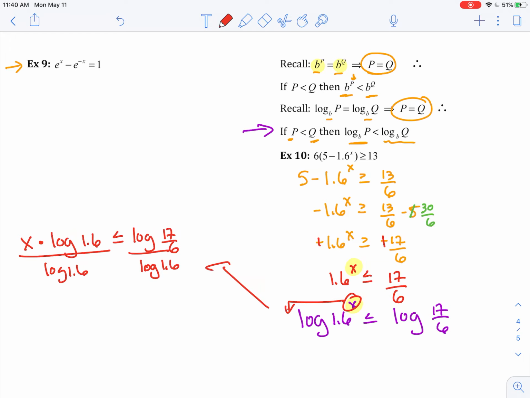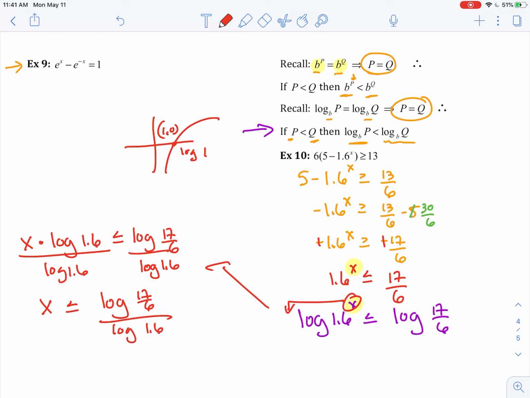And keep in mind, the one rule with inequalities is if you multiply or divide both sides by a negative number, you need to switch the inequality. Well, the log of 1.6, keep in mind with your log graph, the log of 1 is 0. Remember, this is the point (1, 0). So the log of anything larger than 1 is going to be a positive number. The log of anything between 0 and 1 is going to be a negative number. So the log of 1.6, we are dividing by something positive, so we do not need to worry about switching our inequality sign. And we're looking at the log of 17.6 divided by the log of 1.6. And that would be our final answer.